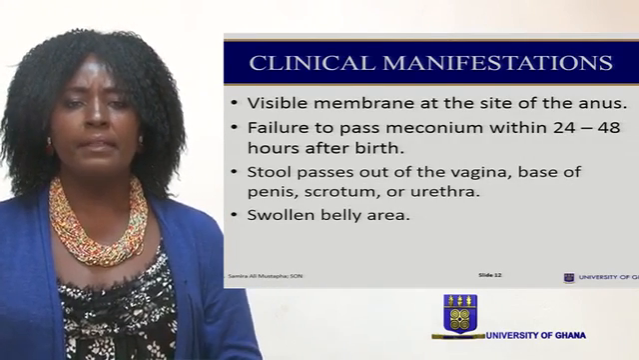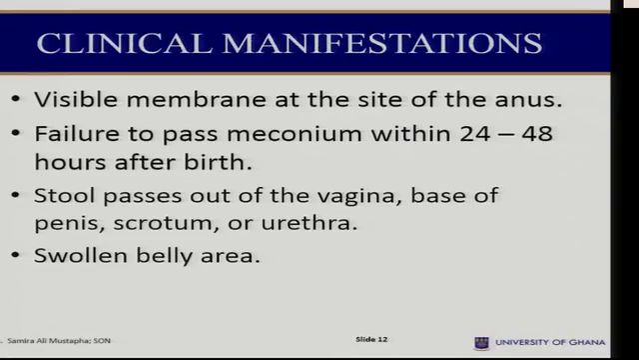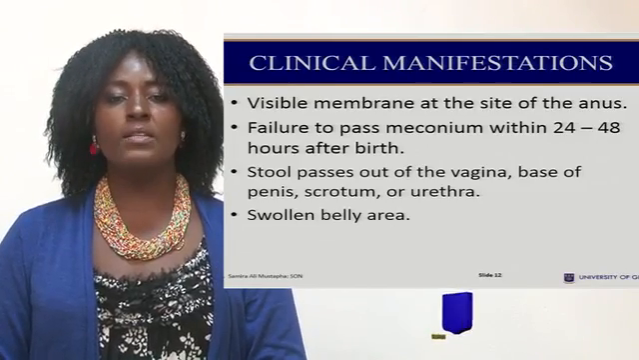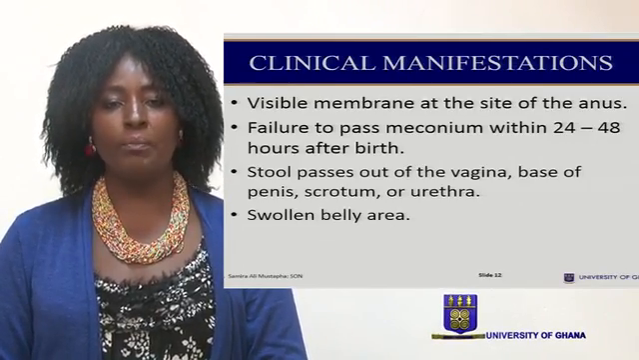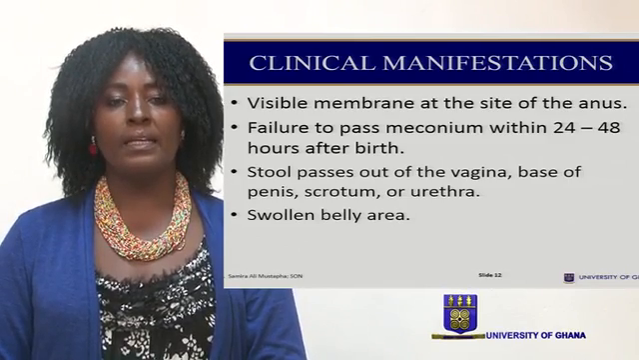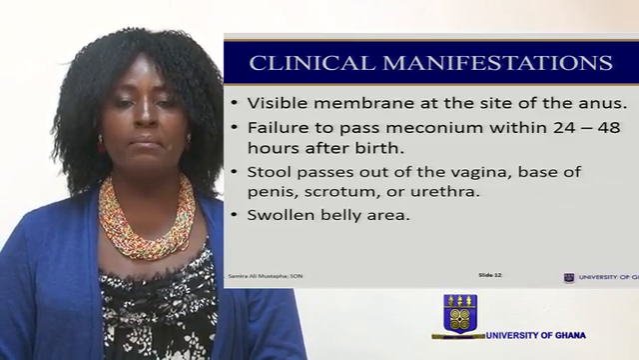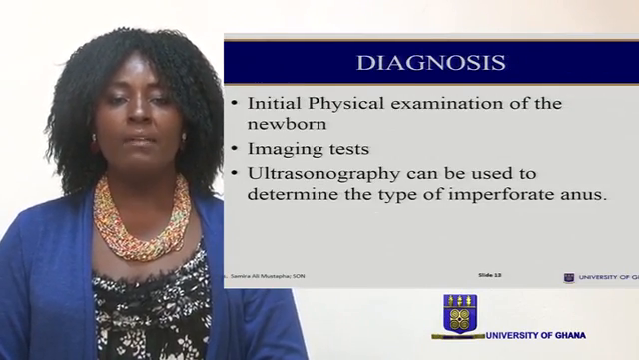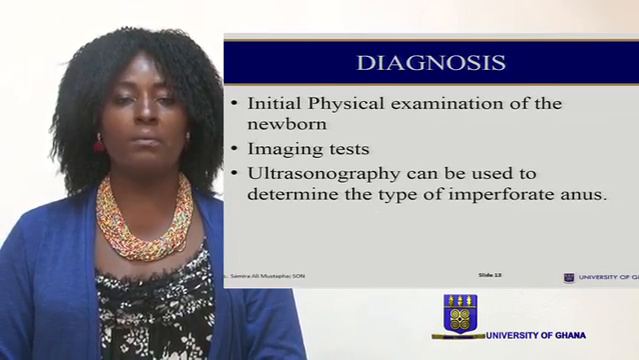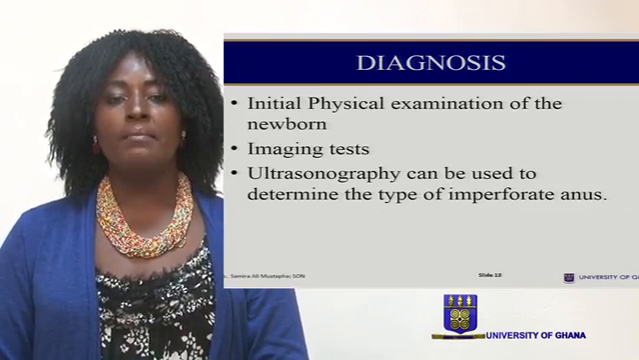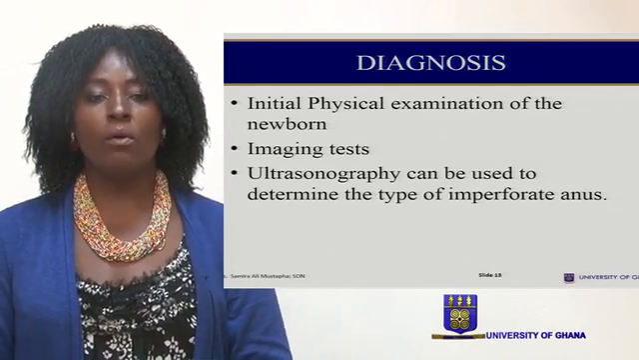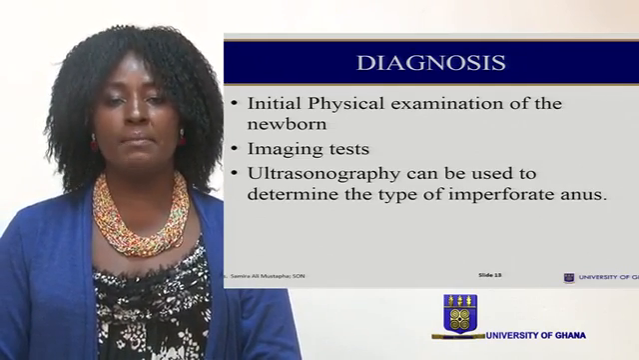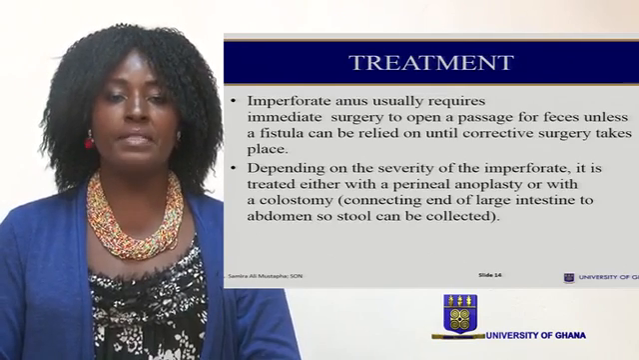So what do we see? A visible membrane at the site of the anus, or failure to pass meconium within 24 to 48 hours. Eliciting this is important. Stools may pass out of the vagina or penis because of the associated openings, or there may be a swollen belly or abdominal distension. Initial physical examination of the newborn helps us to diagnose this. Imaging tests may also be recommended, or ultrasound can be used to determine the type of imperforate anus.